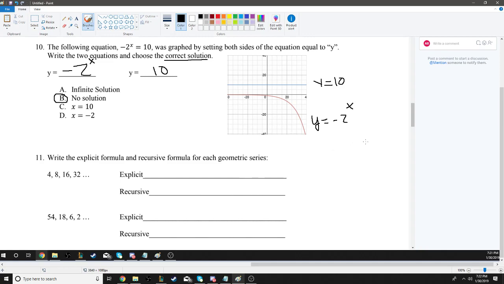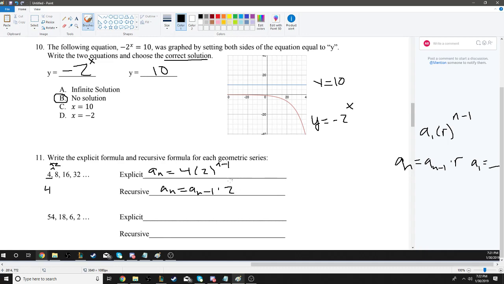The explicit formula is going to be over here. That's a sub 1 times r to the n minus 1 power. And the recursive is a sub n equals a sub n minus 1 times r, with a sub 1 equal to blank. So the first term is 4. Our pattern is going to be times 2. So this is a sub n equals 4 times 2 to the n minus 1. Recursive is a sub n equals a sub n minus 1 times 2, because that's our pattern. And we need to write where we start, a sub 1 equals 4.